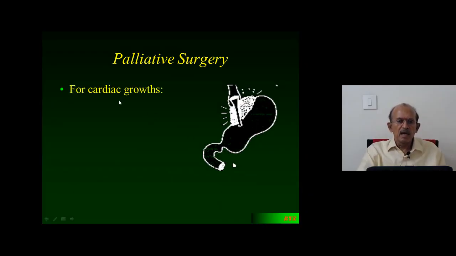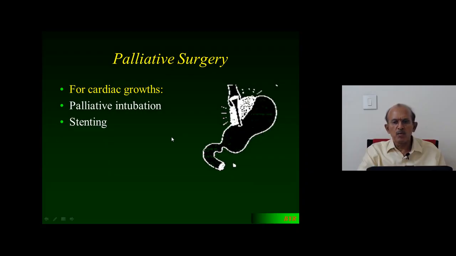The tumor is there in the cardiac end of the stomach. It manifests with dysphagia. So you have to manage it by palliative intubation. You pass a tube through this tumor into the esophagus. Or keep a stent. Nowadays we have gastroendoscopy. So with an upper GI endoscopy, you can introduce a stent into the tumor tissue and keep it open by the stent itself.